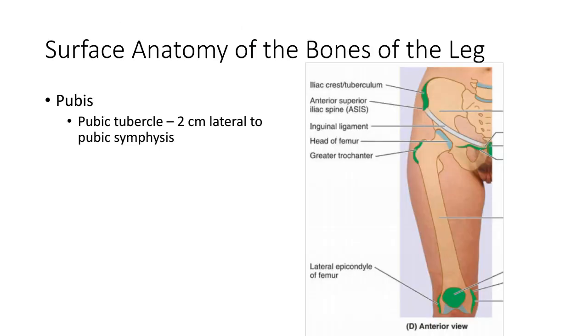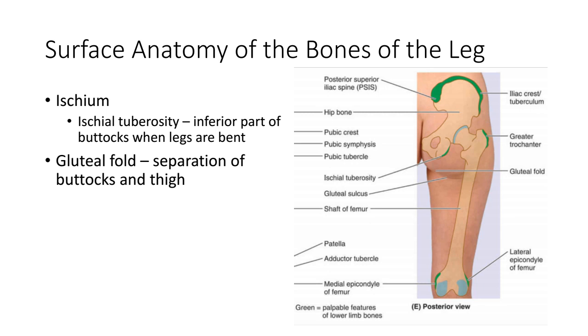The pubic tubercle is 2 centimeters lateral to the pubic symphysis. The ischial tuberosity is the inferior part of the buttocks when the legs are bent. You'd be able to palpate that. And you can also see the gluteal fold, which is the separation of the buttocks and the thigh.